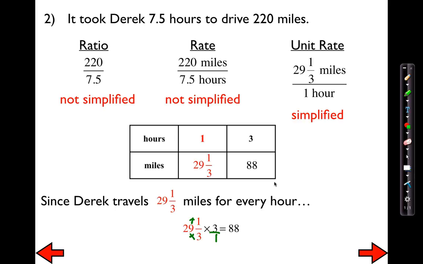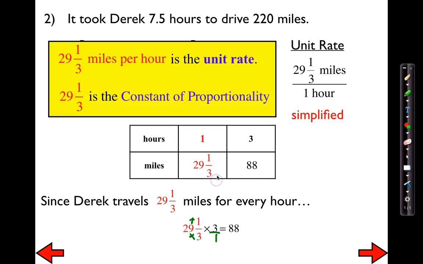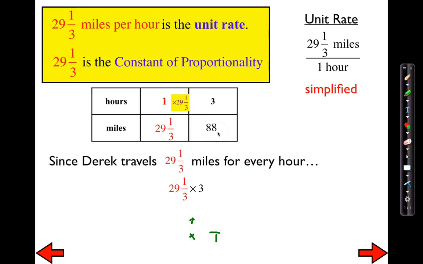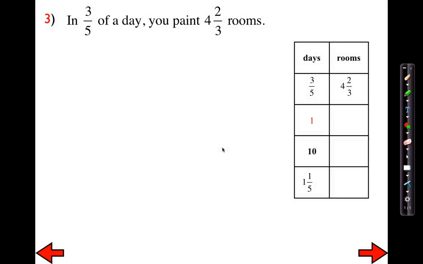So what is our constant multiplier? It's going to be our 29 1/3, which can also again be referred to as the constant of proportionality. That is the more formal definition. So as proof, let me show you 1 times 29 1/3 is what gave me the 29 1/3. 3 times 29 1/3 is what gave me the 88.